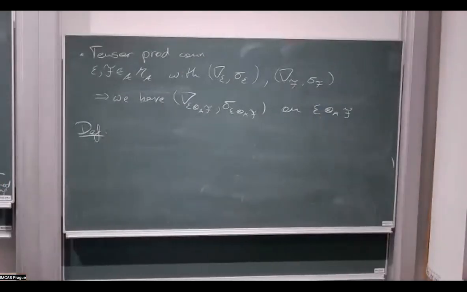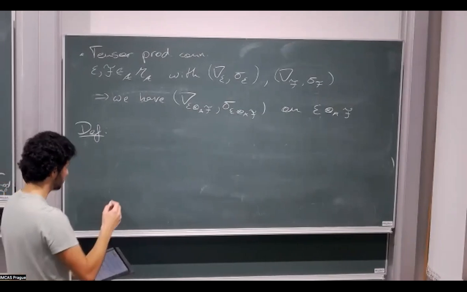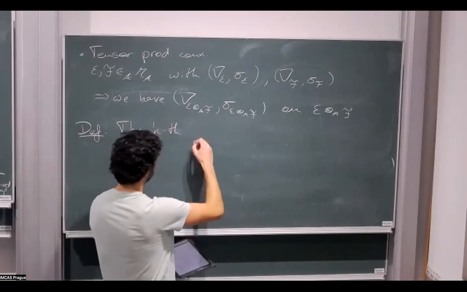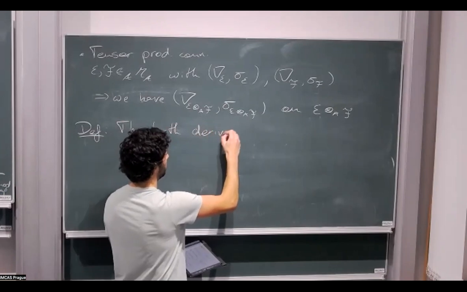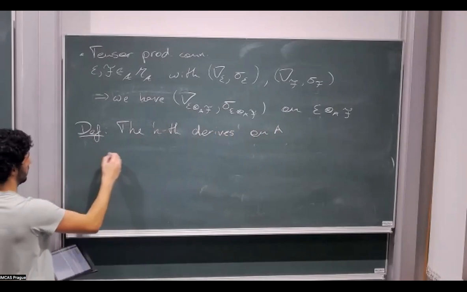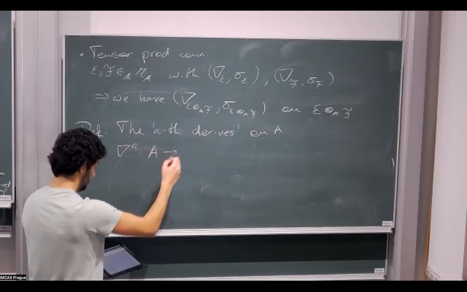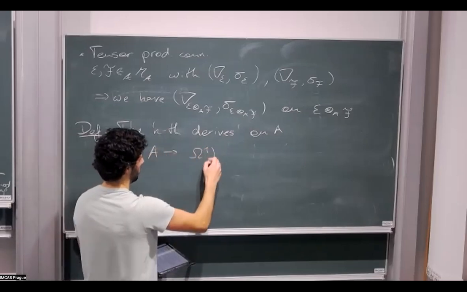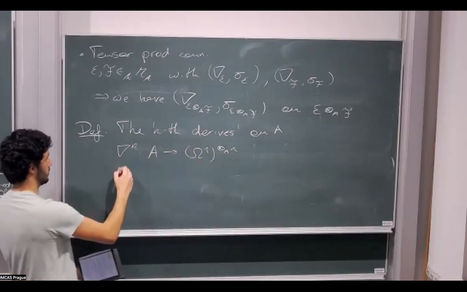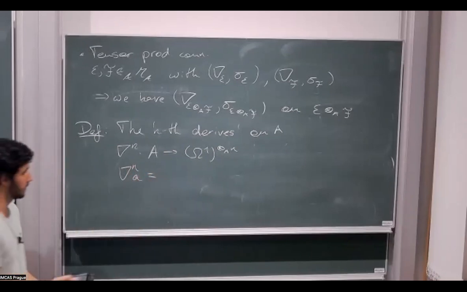Yeah, so then having this, we can define the nth order derivatives on an algebra, dependent on the connection that is chosen. So the nth order derivative on A, we call this nabla n, going from A to omega 1 tensor A n. What we do is we take an element and we apply these connections over and over again.